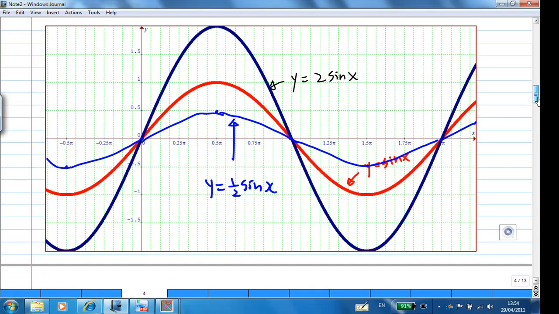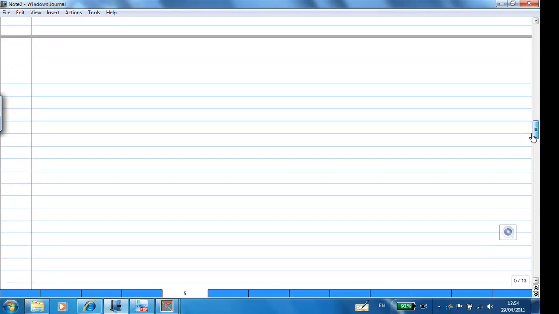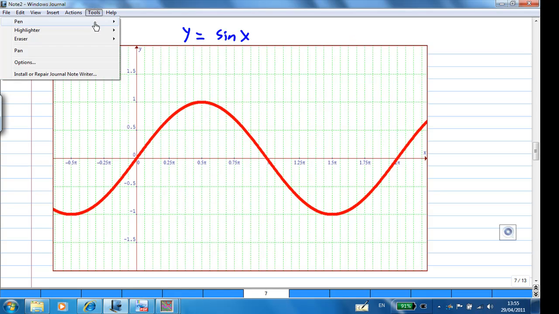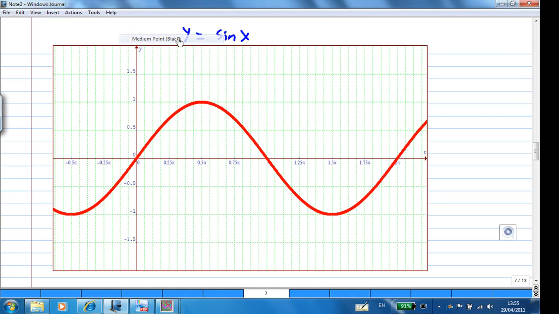Now, can we have horizontal scaling? We can also have. Now, what happens if I change the x to 2x? Say, for example, let's say I have the graph of, say, change the x to 2x.